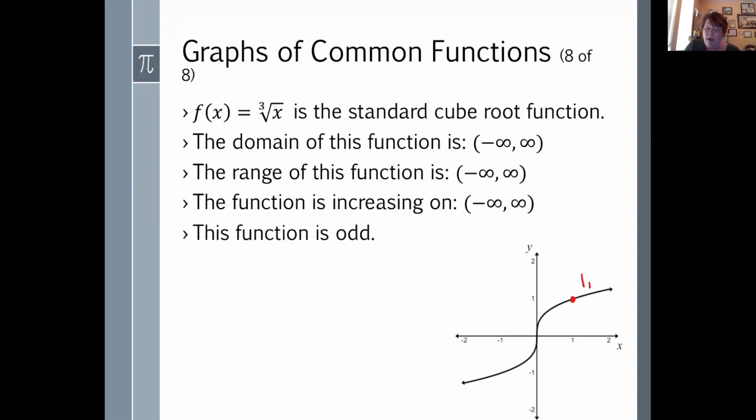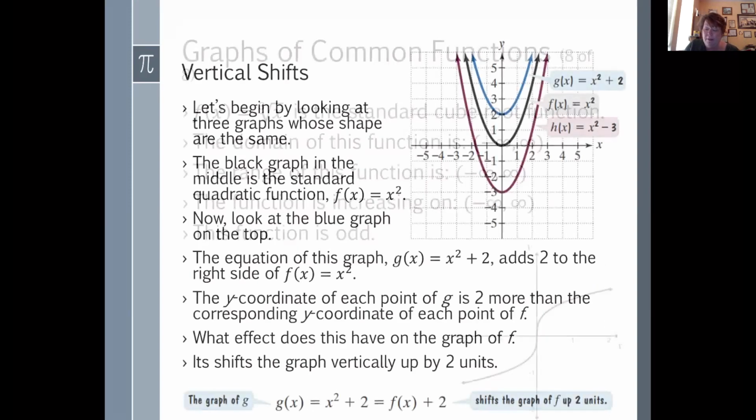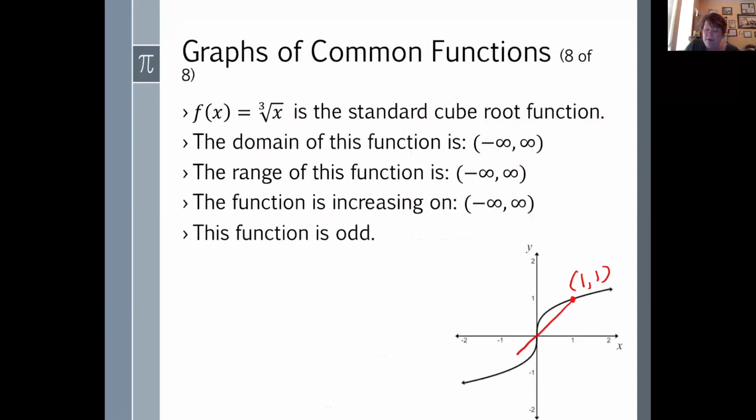If I input 1, I output 1. The cube root of 1 is 1. If I input -1, I also output -1. The cube root of -1 is -1. So there is symmetry with respect to the origin. So those are our 7 standard functions. You really do need to know what they look like and what their domain and range is.